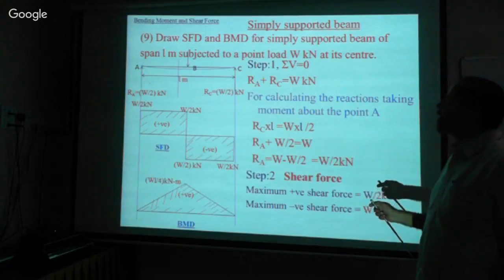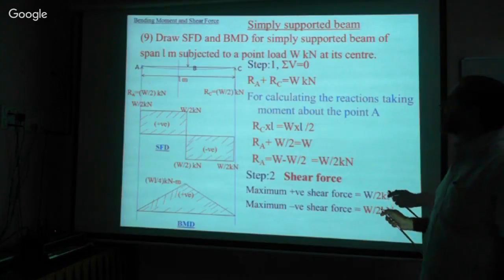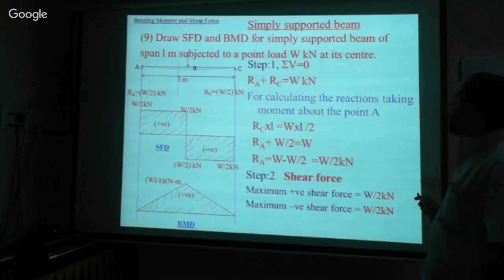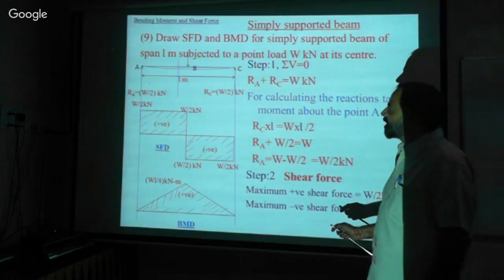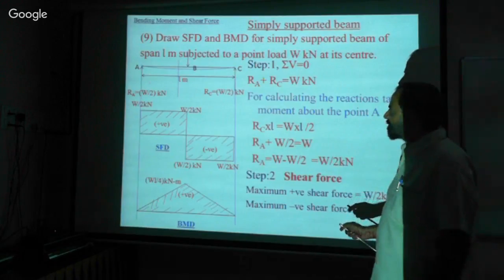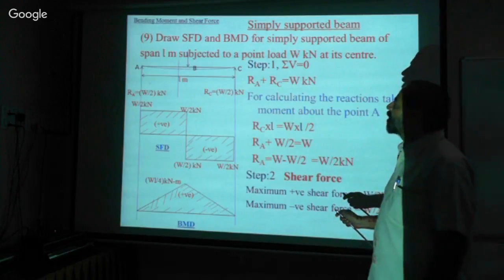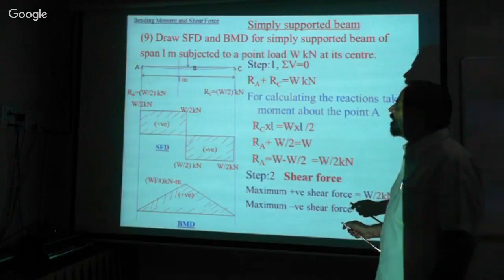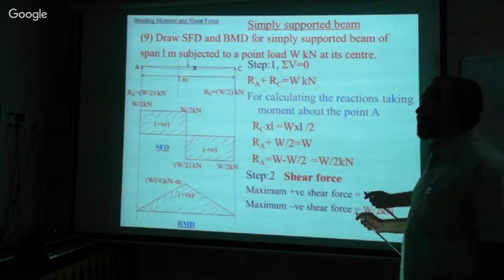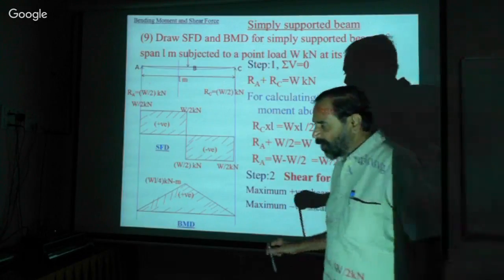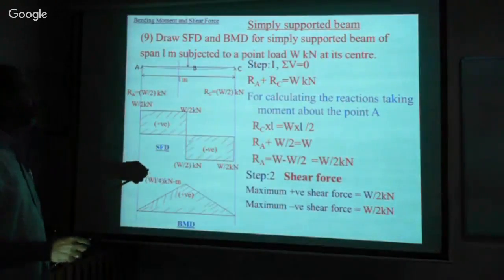Draw SFD and BMD for a simply supported beam of span L subjected to a point load W kilonewton at its center. When the load is acting, first draw the beam diagram. W kilonewton is acting downward at the center. When you look at it, the beam is symmetrically loaded, isn't it? The beam is symmetrically loaded.